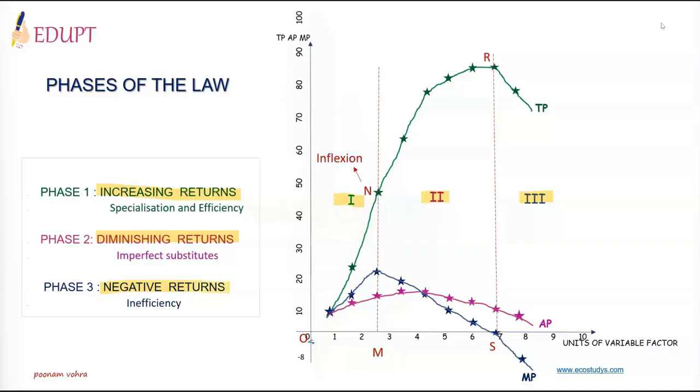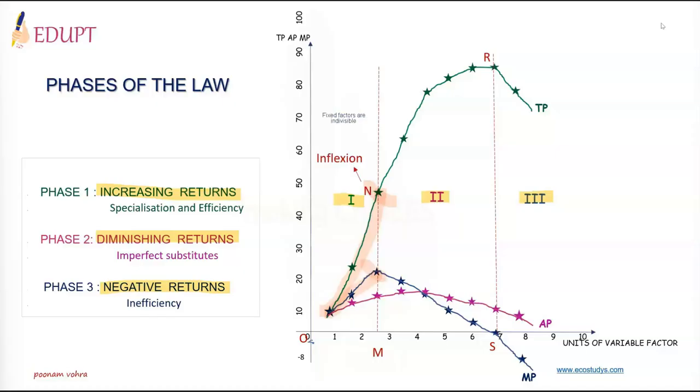In the first phase, total product increases at an increasing rate. Marginal product also rises. It is so because every additional variable factor adds more and more to total output. That is, total output increases at an increasing rate. So marginal product also rises. The phase ends at the point of inflection on total product curve and maximum point on marginal product curve.